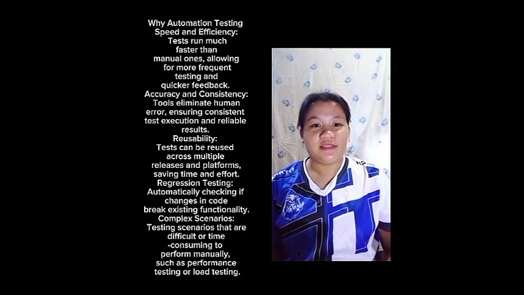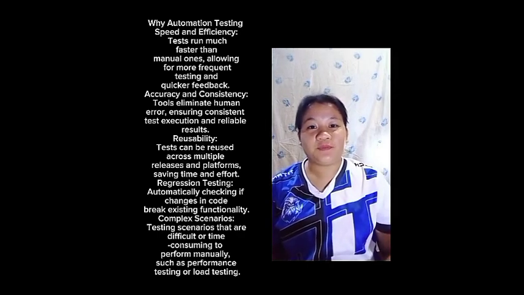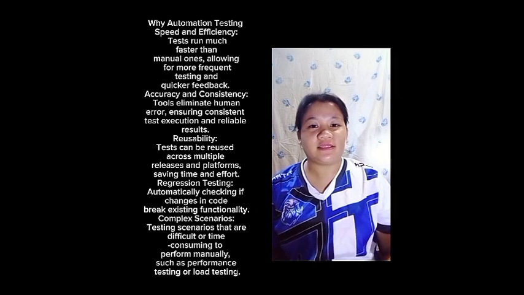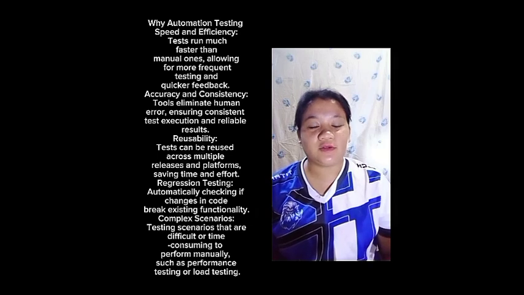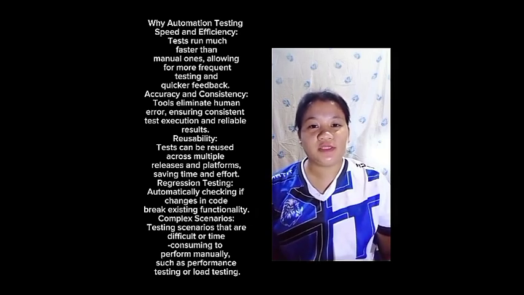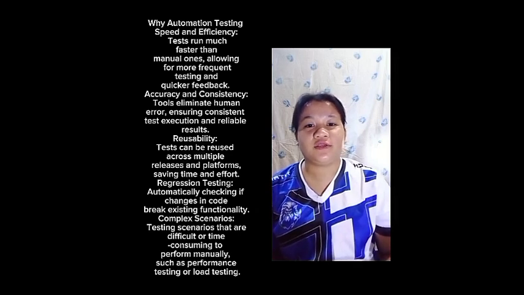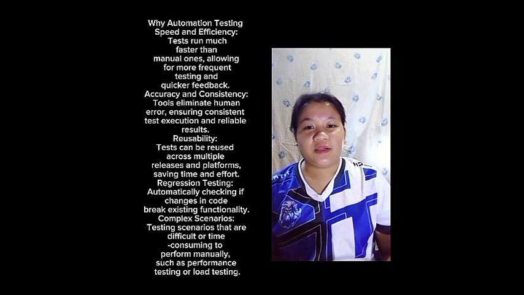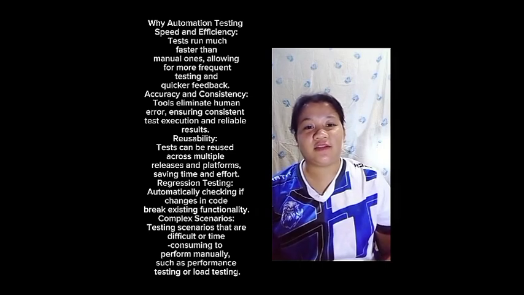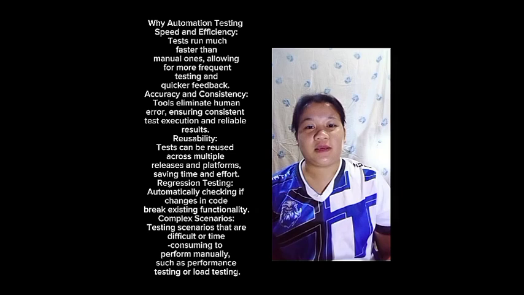Why automation testing? Number 1, speed and efficiency. Tests run much faster than manual ones, allowing for more frequent testing and quicker feedback. Number 2, accuracy and consistency. Tools eliminate human error, ensuring consistent test execution and reliable results. Number 3, reusability. Tests can be reused across multiple releases and platforms, saving time and effort.